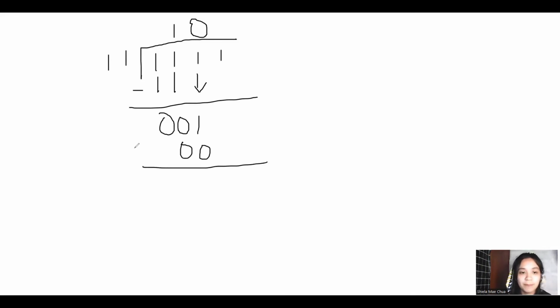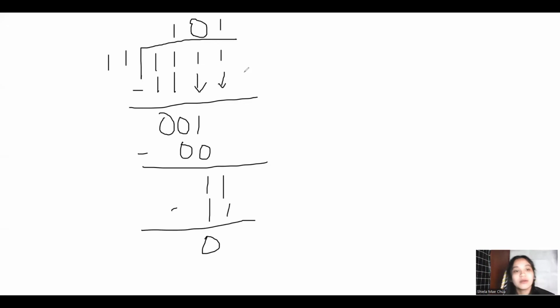Now let's perform the subtraction. 1 minus 0 is 1. Now, let's bring down another one here. So 1 minus 0 is 1. So now let's bring down another one here. Is 1, 1 greater than or equal to 1, 1? Yes. So it's 1. 1 times 1, 1 is 1, 1. Perform the subtraction, we will get 0. So 1, 1, 1, 1, 1 divided by 1, 1 is equal to 1, 0, 1.